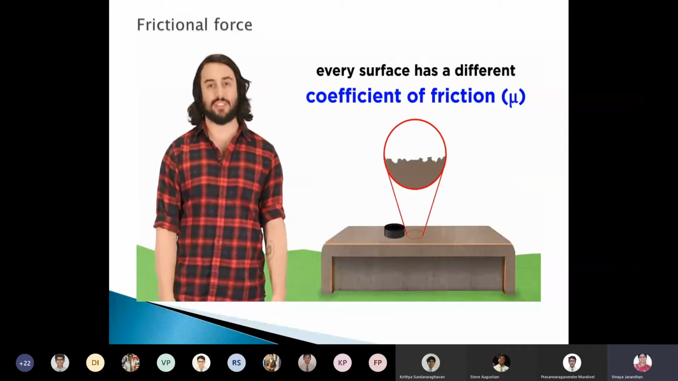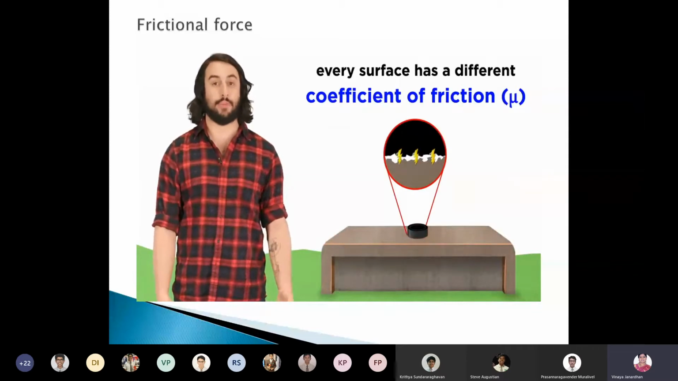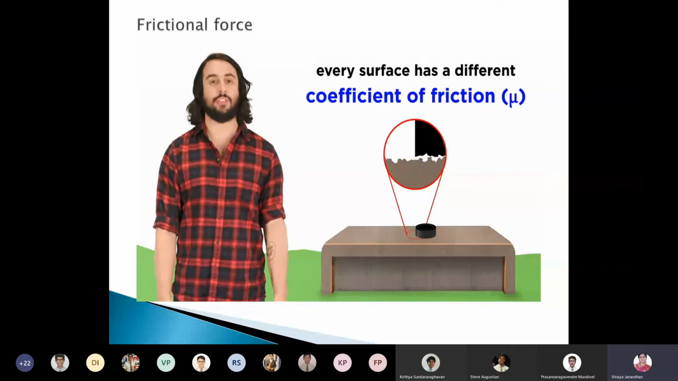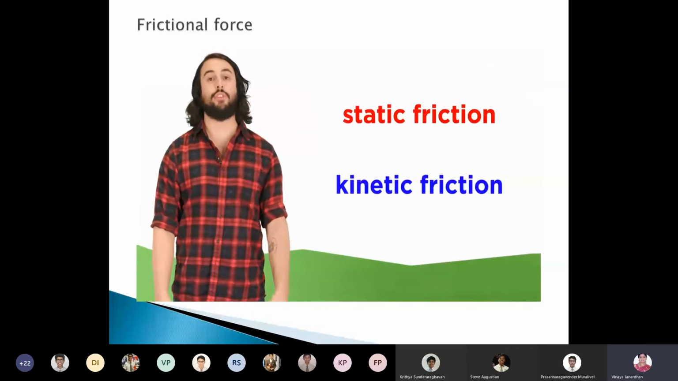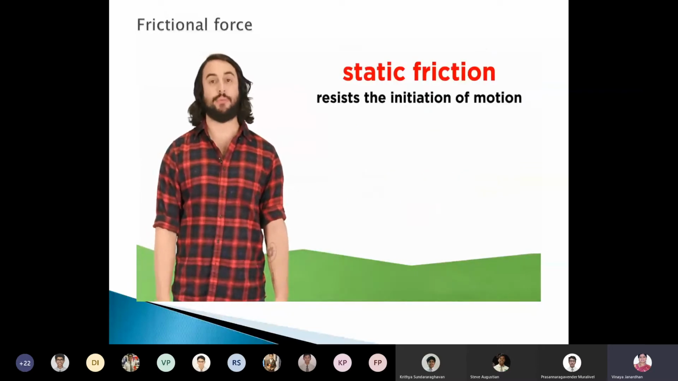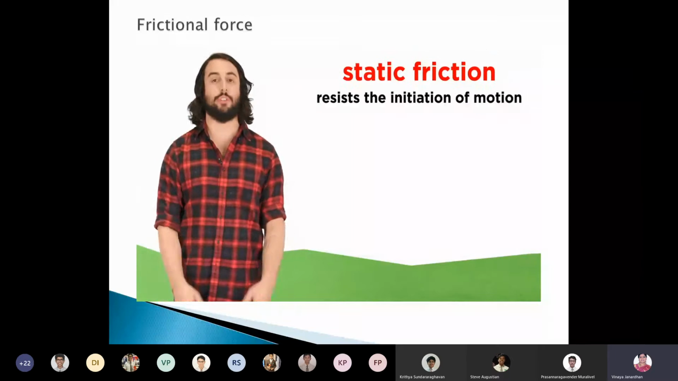As the object moves across the surface, there are select points of contact where atoms in the object interact with atoms in the surface. And this attractive interaction hinders motion to some measurable degree, no matter how small. Let's define two main types of friction, static and kinetic. Static friction is the friction that resists the initiation of motion.